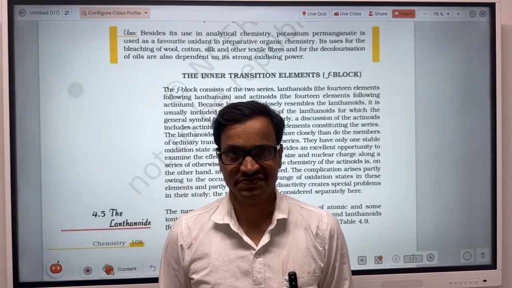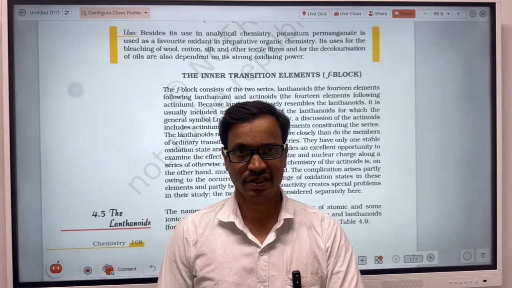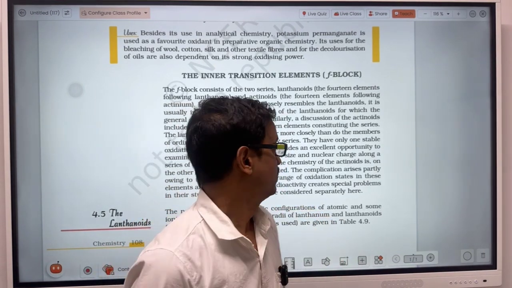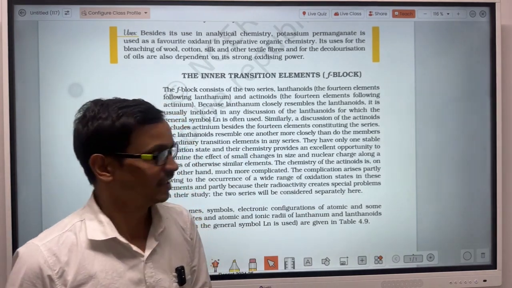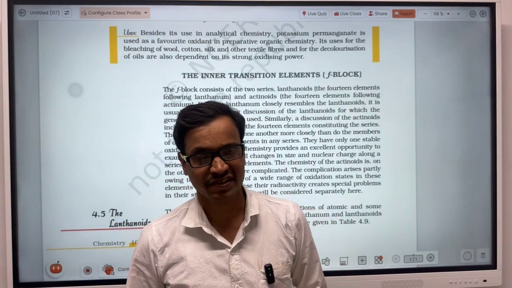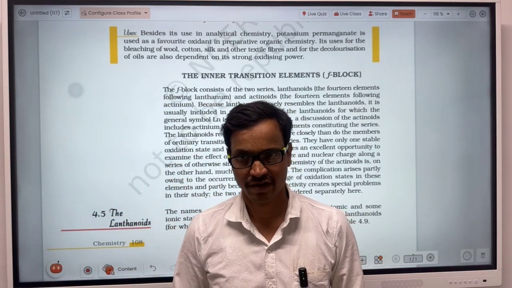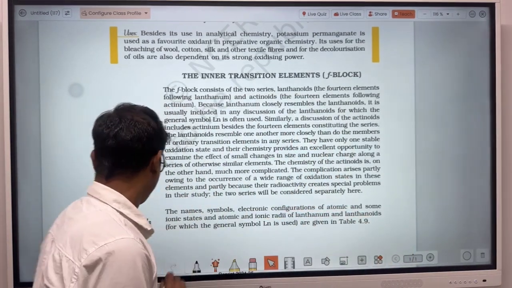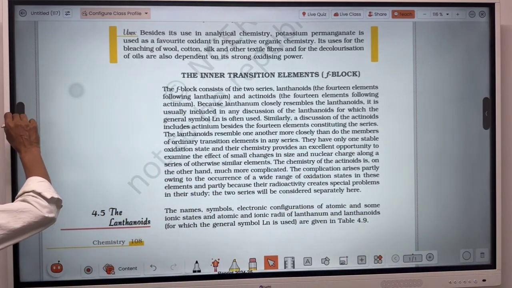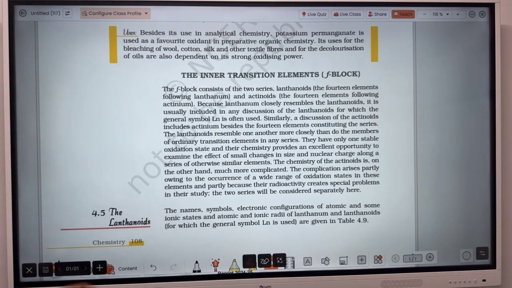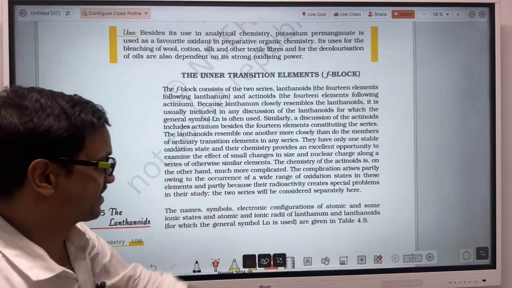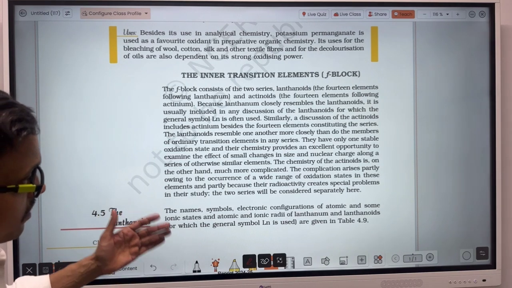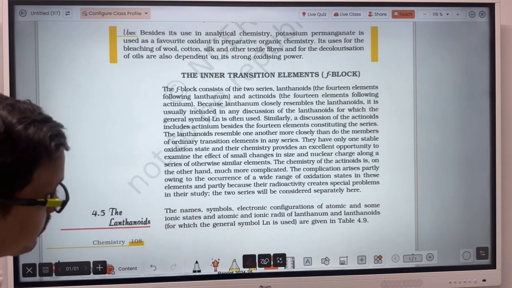In the last video, we completed the transition metals. Now we will start with inner transition elements, or inner transition metals. Why are they called inner transition metals? Because in these elements, the last electron enters the inner penultimate shell. That's why these elements are called inner transition elements.